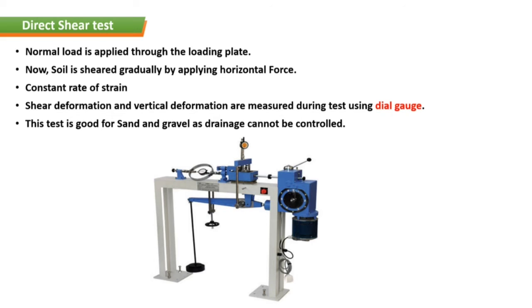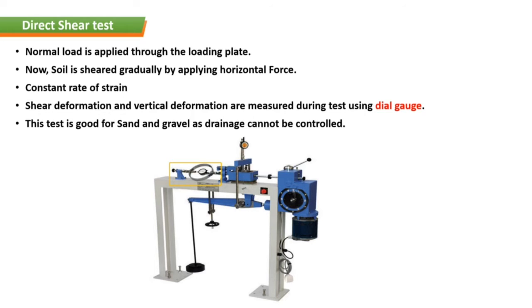Now the soil is sheared gradually by applying horizontal force, at a constant rate of strain. So what we do is, shear deformation and vertical deformation are measured during the test. By what? Using a dial gauge. So there is a dial gauge, as we can see here.